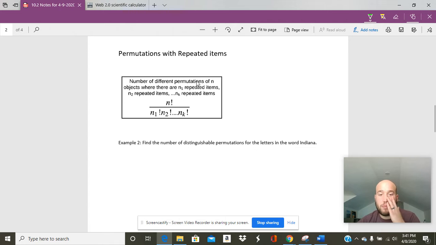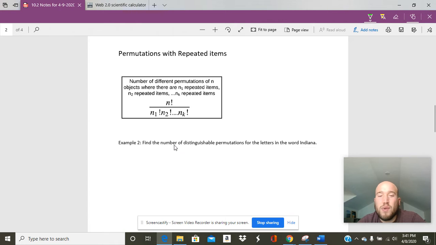But the number of different permutations of n objects where there are n1 repeated items, n2 repeated items, and nk repeated items. So each repeated one we put on the bottom with a factorial. So first, n factorial goes on top. That's how many objects there are.